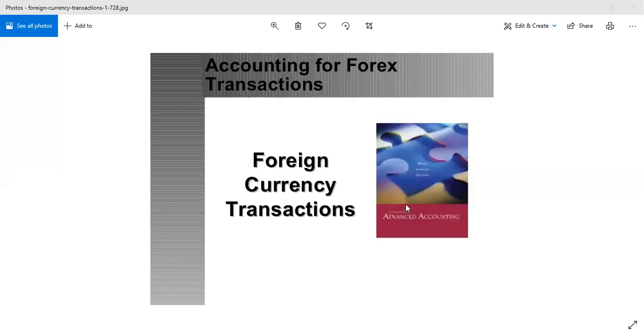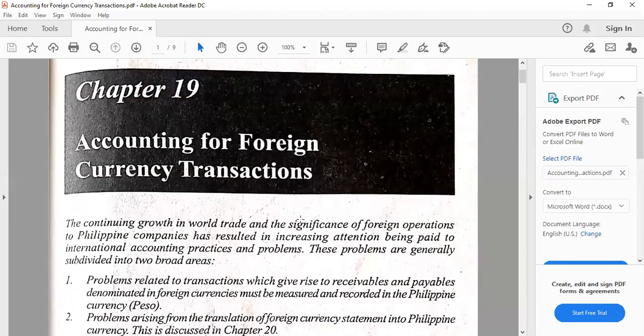Good day. This is our discussion on accounting for foreign currency transactions, also known as Forex transactions. Forex is the shortened version of foreign currency. All right, allow me to show you the PDF file of accounting for foreign currency transactions from Guerrero's book.